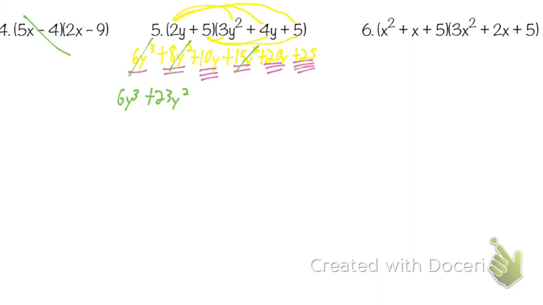Then we have plus 10y plus 20y gives us what? 30y. Plus that 25.